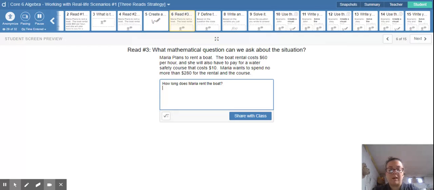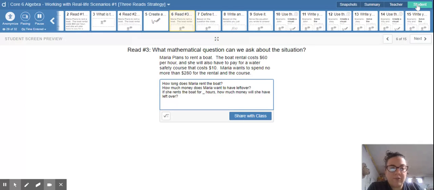I could also say, how much money does Maria want to have left over? If she rents the boat for blank hours, how much money will she have left over? So there's an obvious question, right? How many hours? But then after that, you can ask some other follow-up questions.